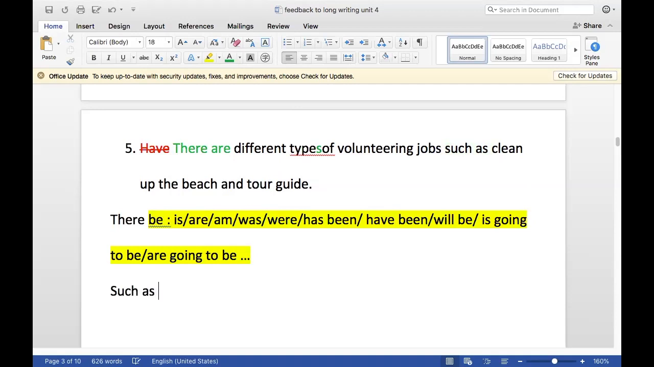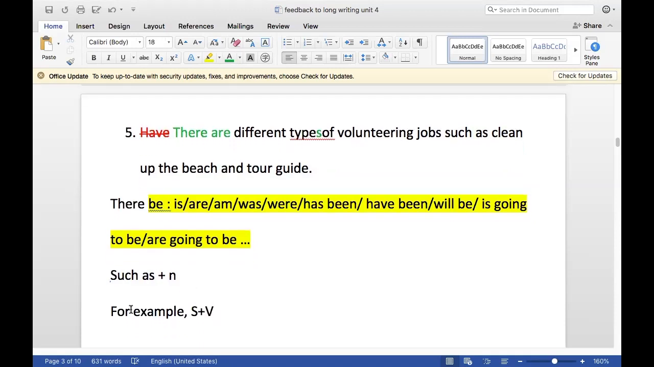okay, another rule: such as puts nouns, such as apples, bananas, strawberries, all right? You cannot say such as when you want to add a whole story using SV structure, that is a clause, right? You have to use for example, and then a whole story, but not just for example, apples, bananas, okay?